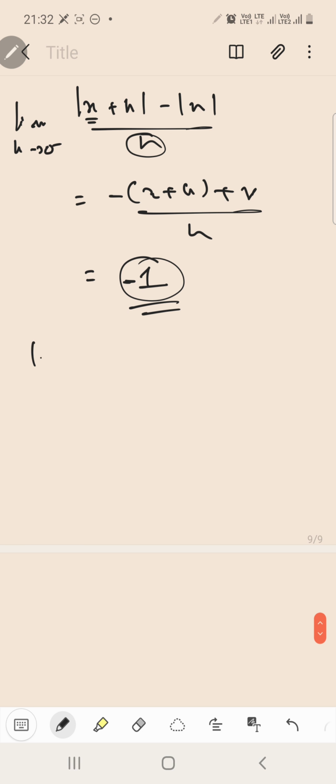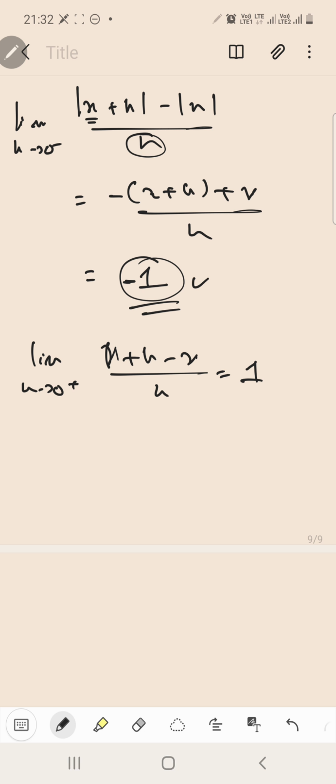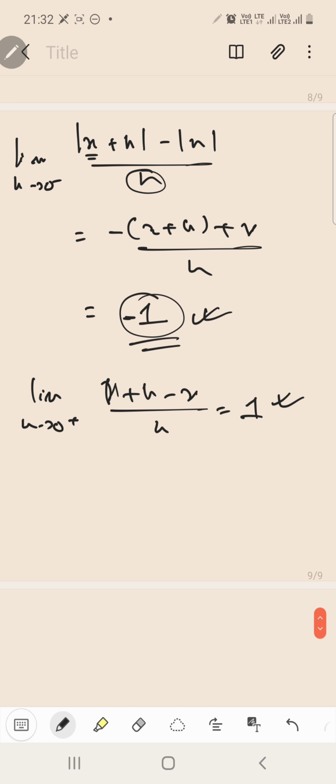And if you find the right hand derivative, you will find that this becomes x plus h minus x over h, that is equal to 1. So the left hand derivative doesn't equal the right hand derivative, hence the function f(x) equals mod x is not differentiable at x equal to 0, but f(x) equals mod x is continuous at x equal to 0. Okay guys, you can check the continuity yourself.